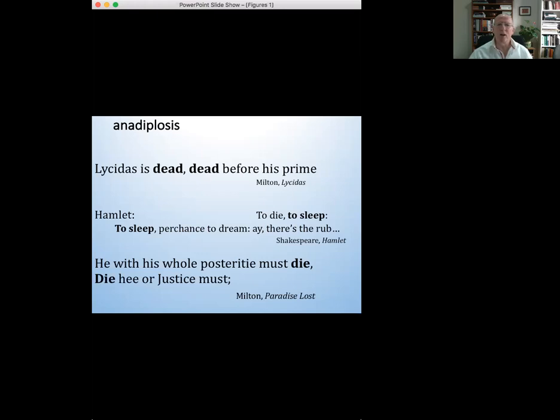Another example from Paradise Lost, God emphatically stating the penalty man must pay for disobeying him by way of an anadiplosis. "He with his whole posterity must die. Die he, or justice must."